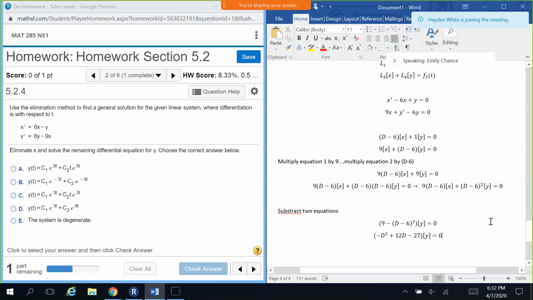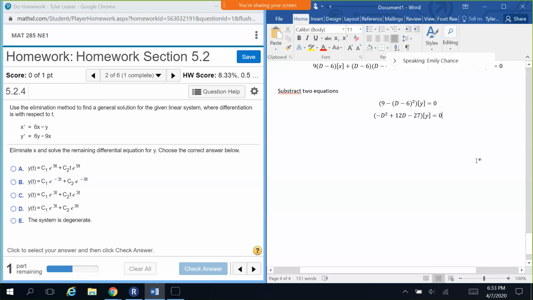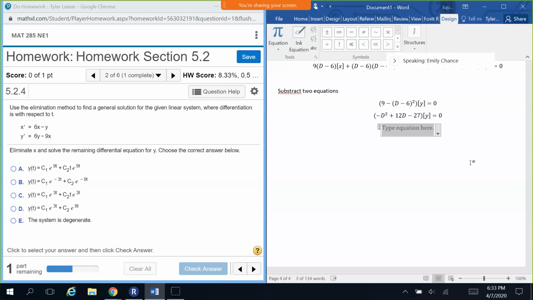So we FOIL out the d minus 6 squared. So that gives us d squared minus 12d plus 36. And then that is negative. So then that would be negative d squared plus 12d minus 36. Okay, and then combine the 9 in. Yep, that looks good to me.